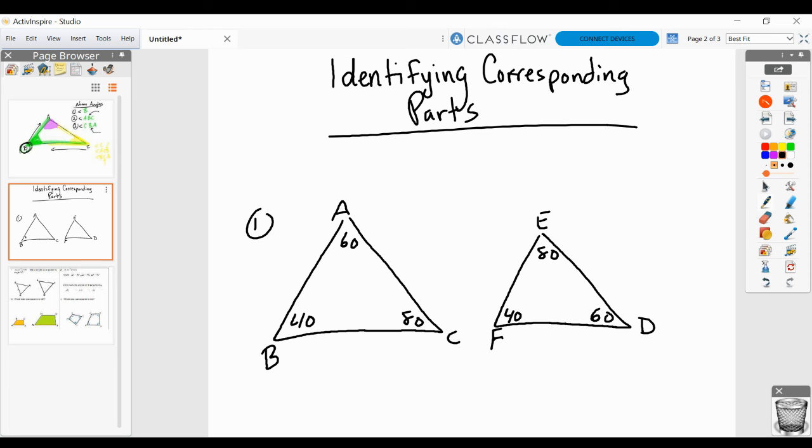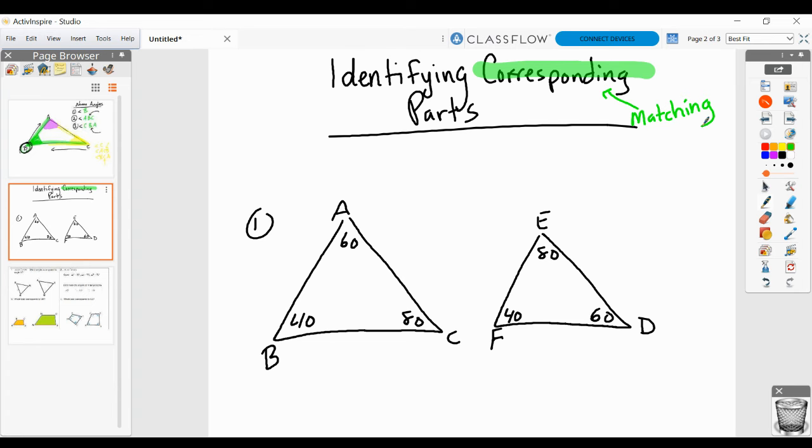All right, so let's take a minute to review how we can identify corresponding parts. Okay, so if you remember yesterday, we started to talk about what corresponding means. Corresponding is just another way to say matching. So corresponding parts are really just matching parts. And there's two types of things that we will be matching. We will either be matching angles together or we will be matching sides.